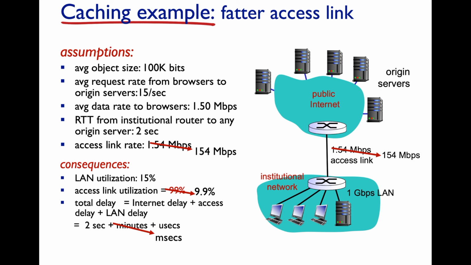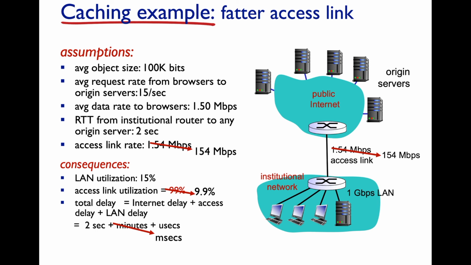The utilization, instead of being 99%, it's 9.9%, because given the specification of the object size and the average rate, that's 15 requests per second times 100 kilobits per request, that's going to be 1.54 megabit per second. So it's going to be 9.9%, roughly 10% of the access link between the institutional network and the public internet is only going to be 9.9% utilized. So that's not very much. So it's going to be pretty fast.